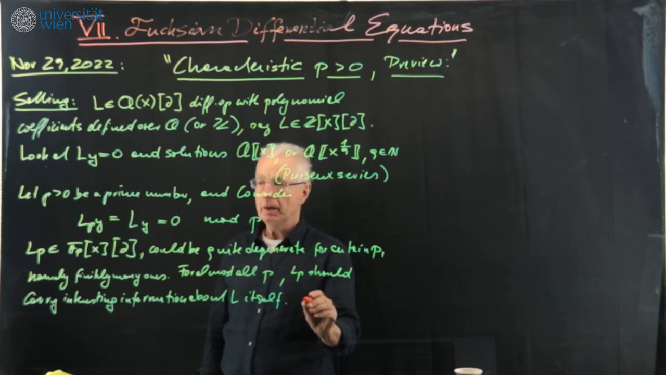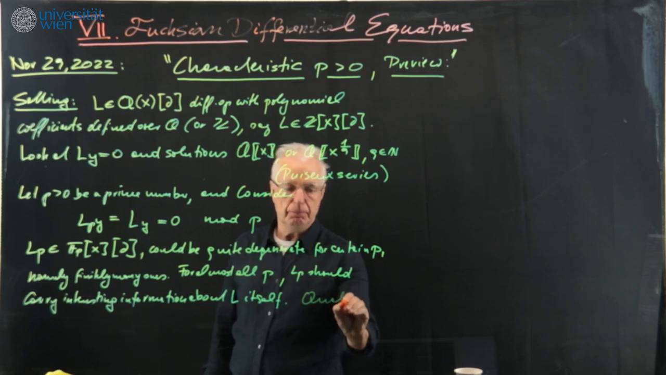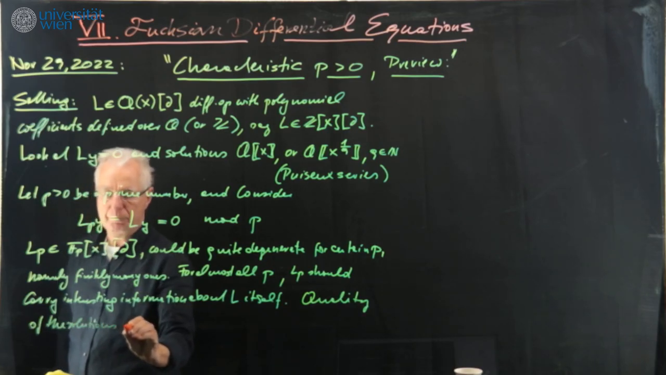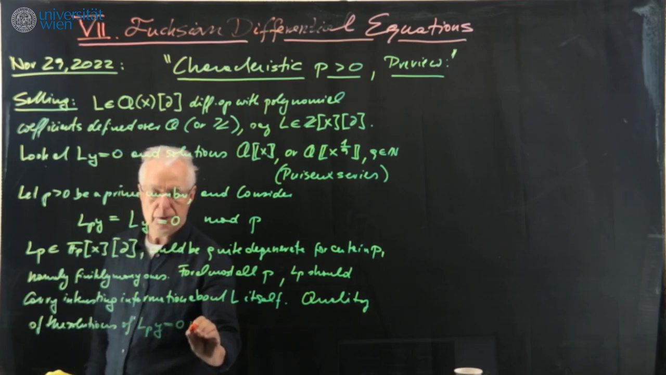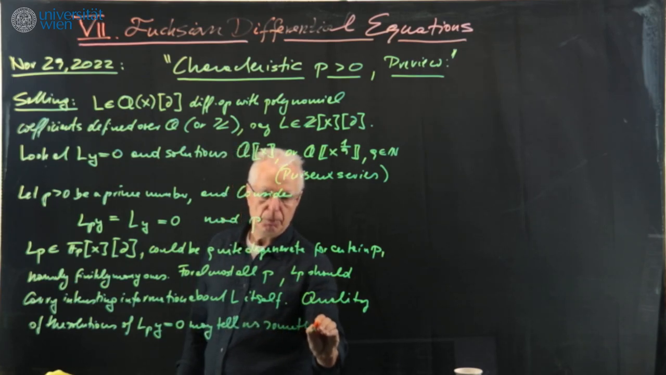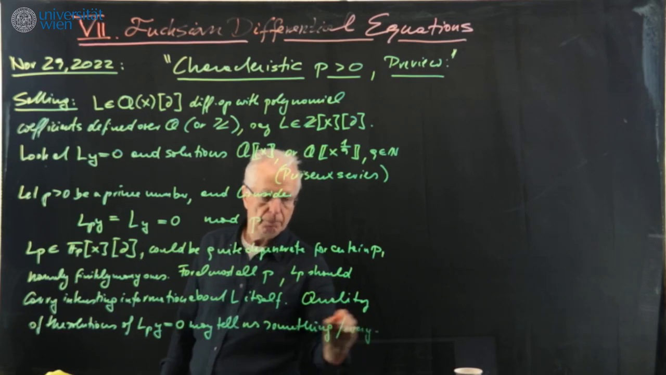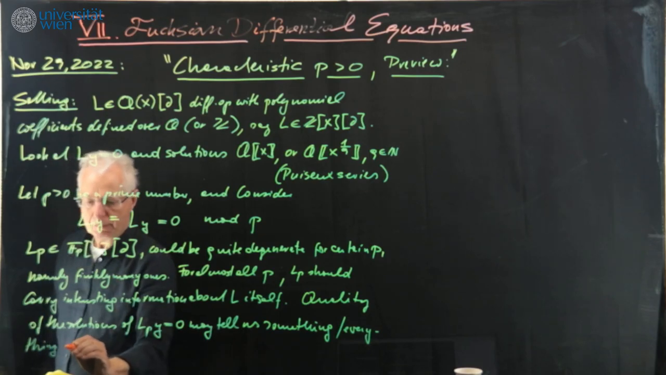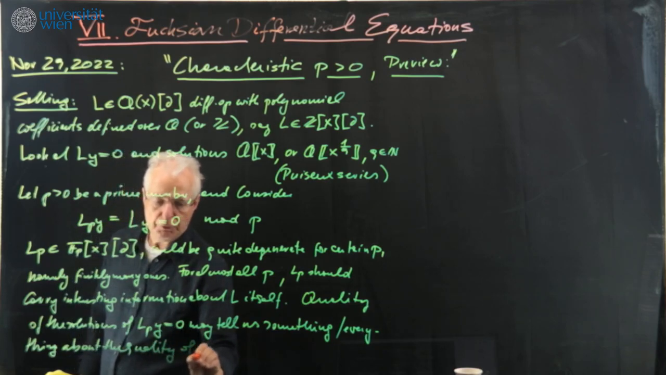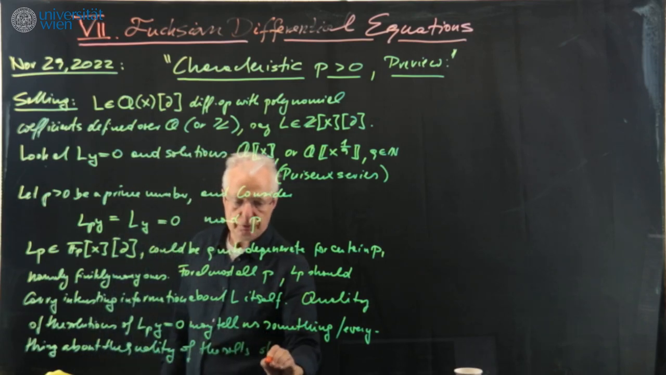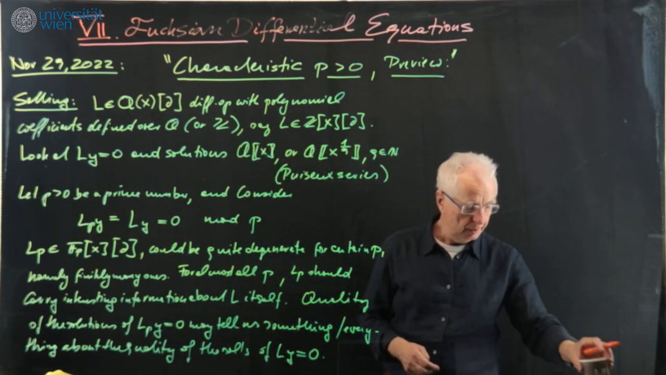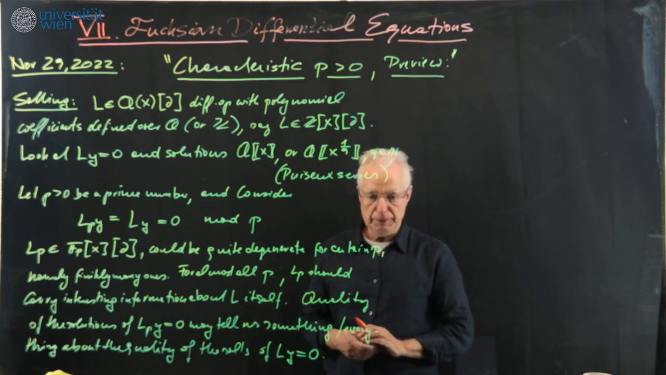So the quality of the solutions of Lp y equals zero may tell us something, or everything, about the quality of the solutions of L y equals zero. So now you see number theoretic stuff is coming in because we do reduction modulo p.